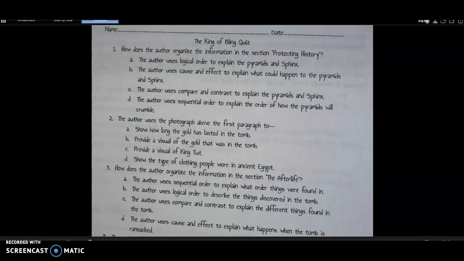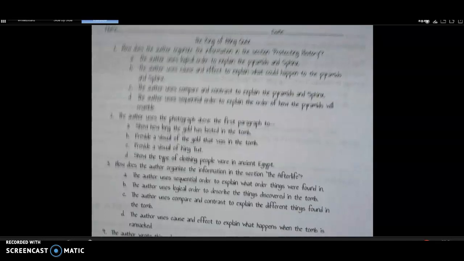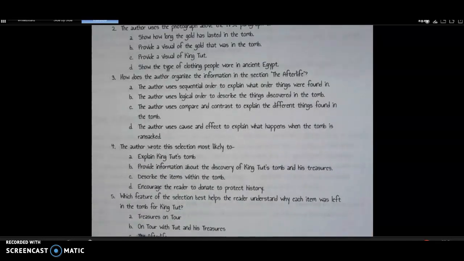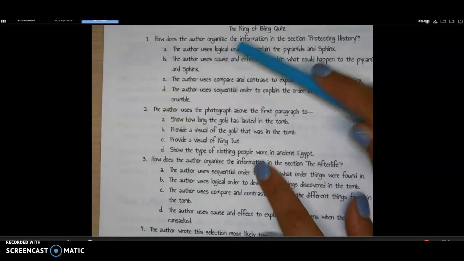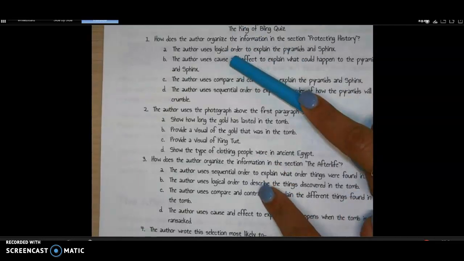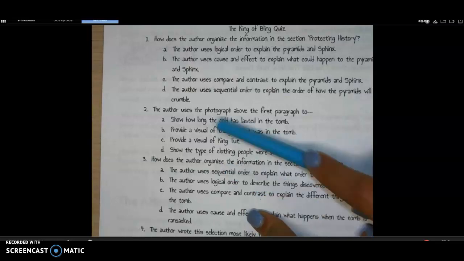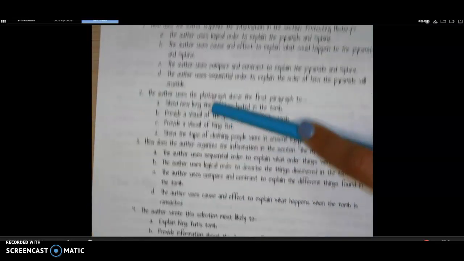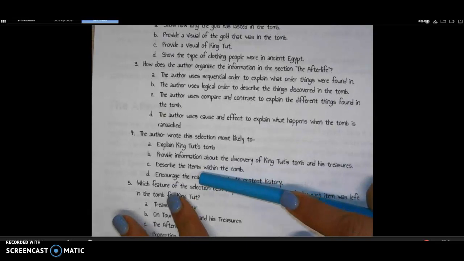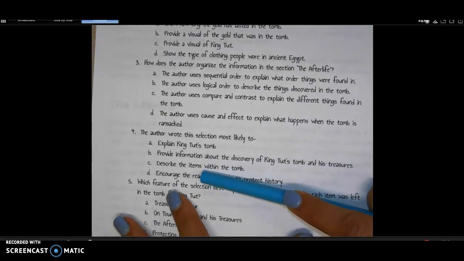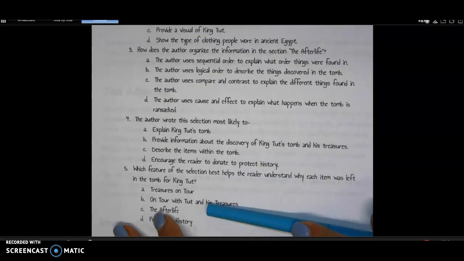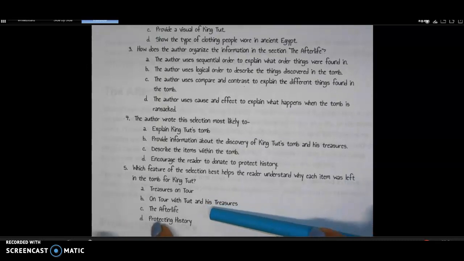This is the reading for the King of Bling quiz. There are 5 questions. So if you notice, this is a text structured question. This is a text structured question. This one is a text feature. This one is asking about the central idea. And this one here is asking about a text feature.